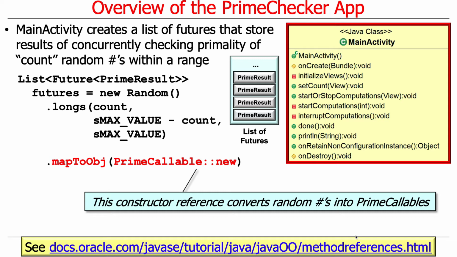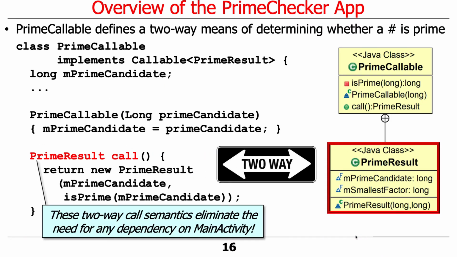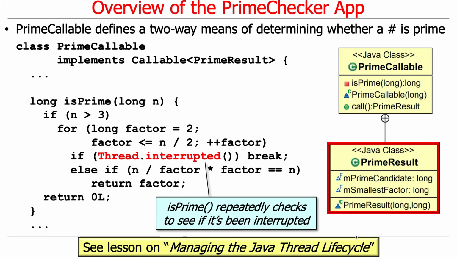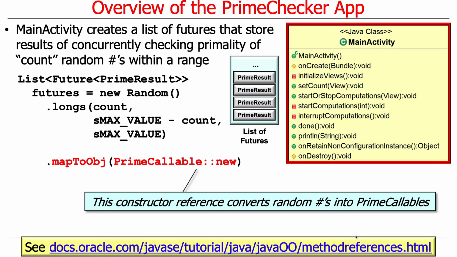And what they're going to be mapped to will be new instances of the PrimeCallable class. Remember we saw PrimeCallable? If we scoot back to PrimeCallable for just a second, you'll see that there's a constructor here that takes a prime candidate and stores it in a field. And so what happens here is that each long value in the stream will have a new PrimeCallable wrapped around it, and the output from this mapToObj intermediate operation will be a stream of PrimeCallable objects, each of which is associated with some large random number.